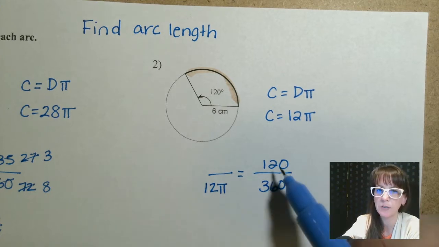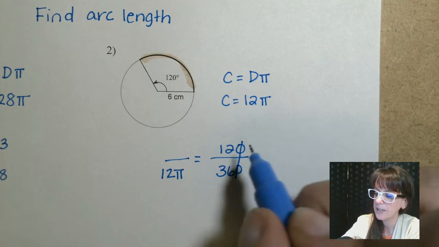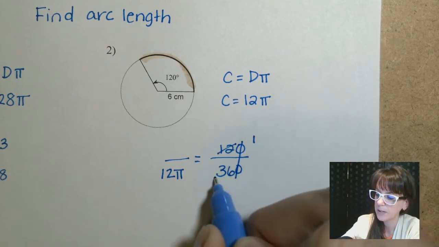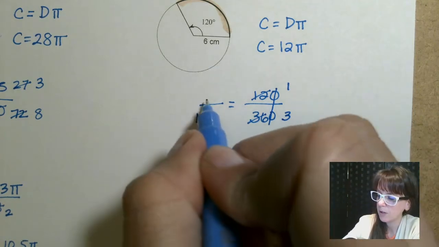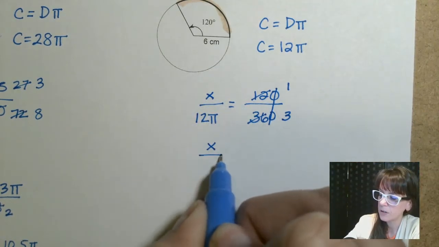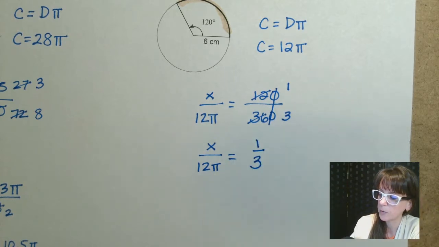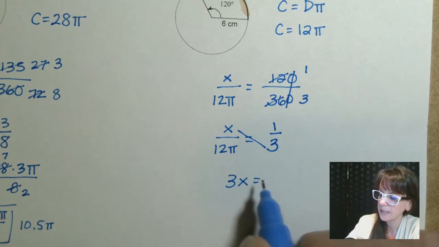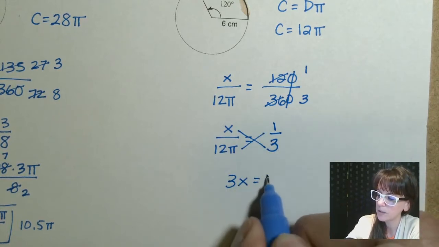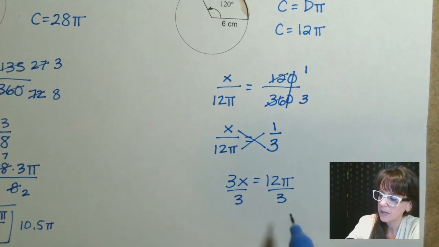Now again, you want to reduce this fraction as much as possible. So let's lob off those zeros. And if I divide by 12, I get 1. Divide by 12, I get 3. So I'm looking for the part. We'll call that x. X over 12 pi equals 1 over 3. Okay, so now we cross multiply. 3x equals 12 pi times 1, so 12 pi. Divide both sides by 3, and we get x equals 4 pi.